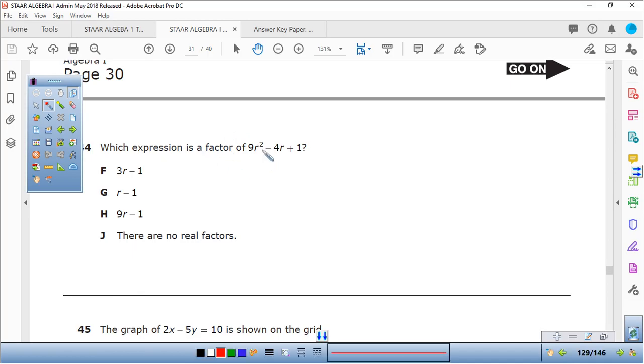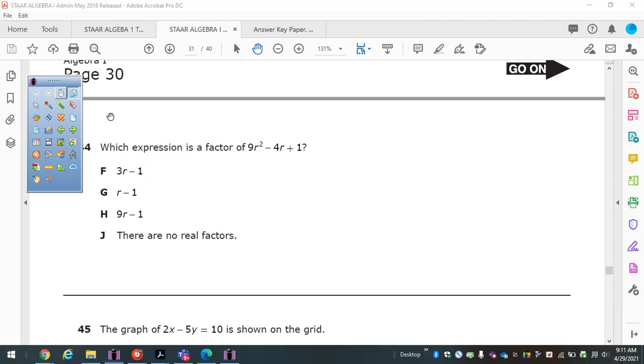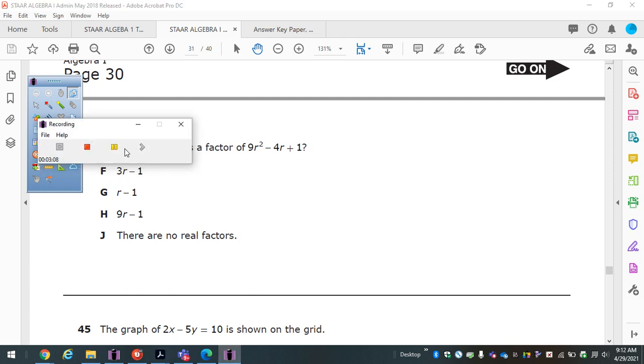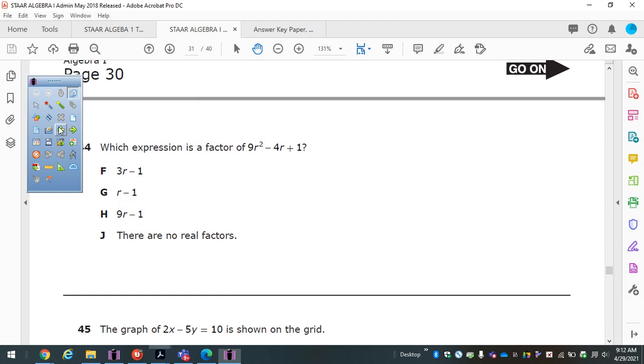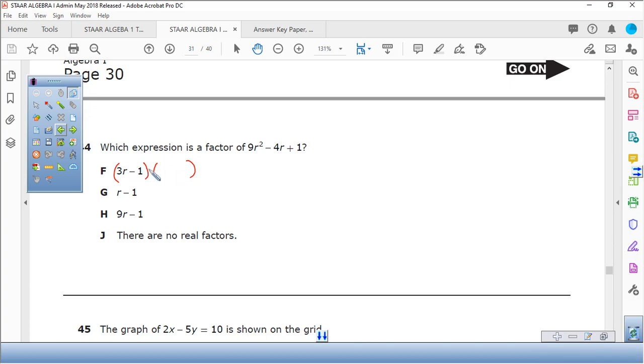Okay, which is a factor? Okay, so the other day I did this one. I'm just going to go and do this part right here. Create the other one. Time out real quick, guys. Okay, so on this one, guys, I'm going to create the other number that would go here. 3 times what would give me 9r squared? 3r. Negative 1 times what would give me a positive 1? Negative 1.